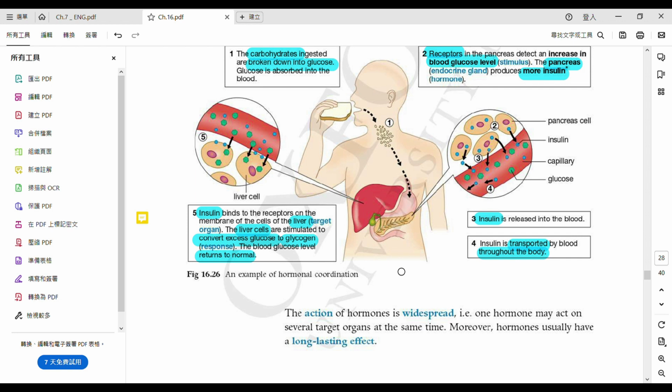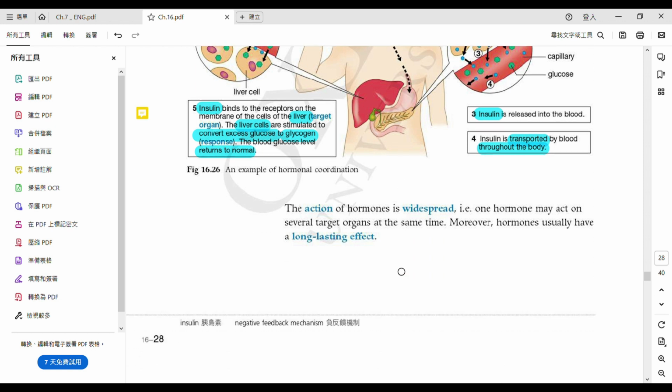Alright, so after converting them into glycogen, your blood glucose level will decrease, get back to normal. Okay, return to 一個 normal level 啦。Okay, so that's all about this part, and there is only one last paragraph.